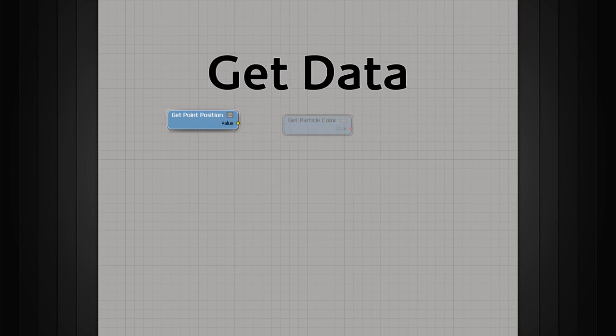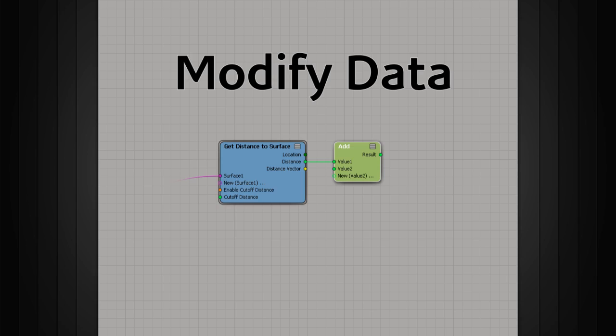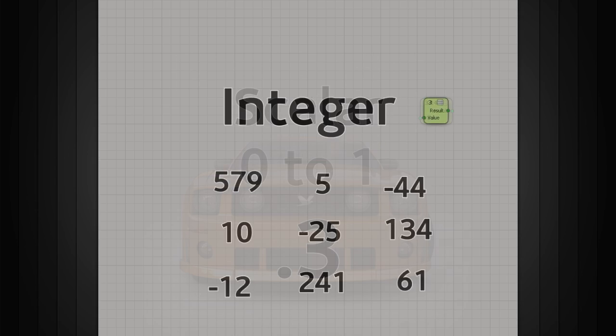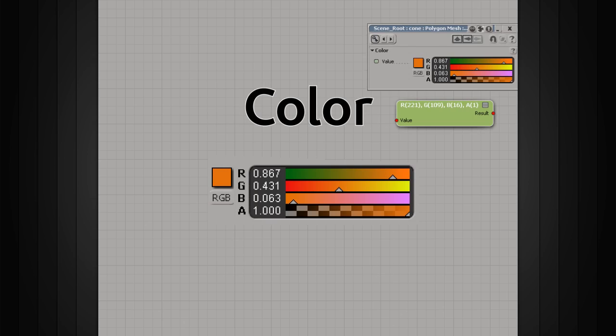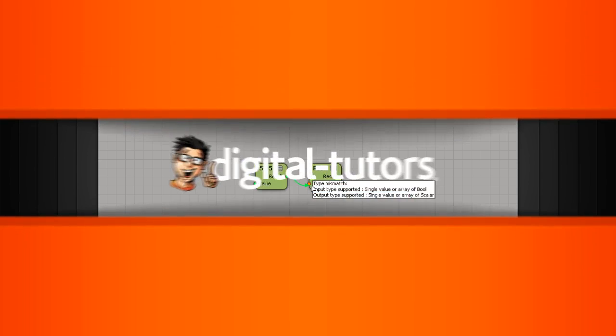So now that we understand that ICE is going to be primarily getting and modifying data, let's take a look at the different data types we're going to be working with and a few things we need to keep in mind while we're working inside of the ICE system.